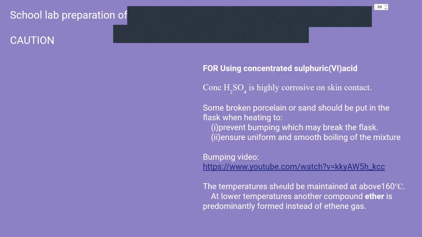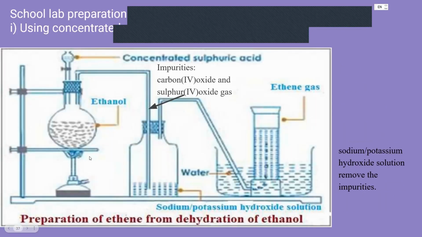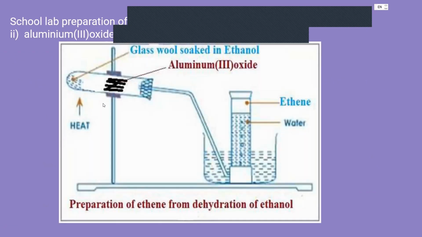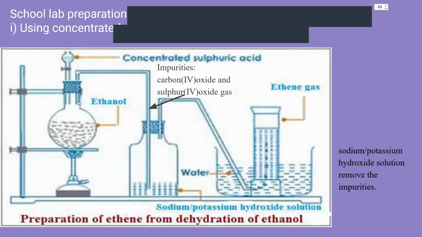Additionally, the temperature should be maintained at above 160 degrees Celsius. At lower temperatures, another compound, ether, is predominantly formed instead of ethylene gas. This is especially important when you're doing the reaction with sulfuric acid, because over here you are physically heating up the ethanol. It is also important with the aluminum oxide, but it is slightly easier because this is a catalyst. Whereas for this reaction, you have to be monitoring a lot more.